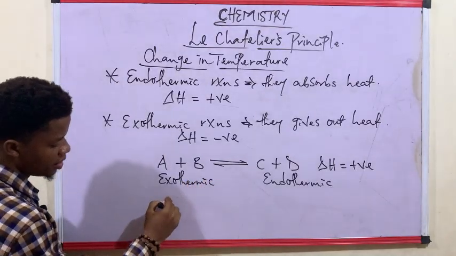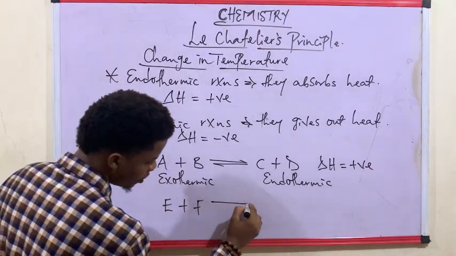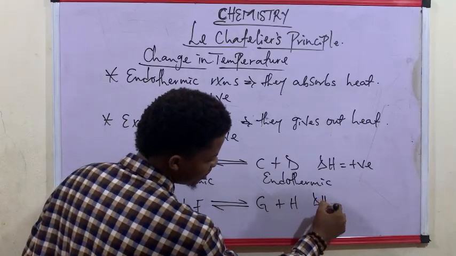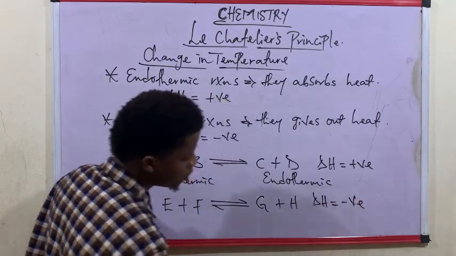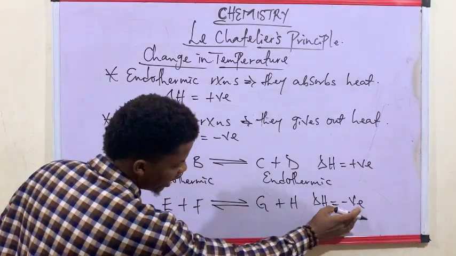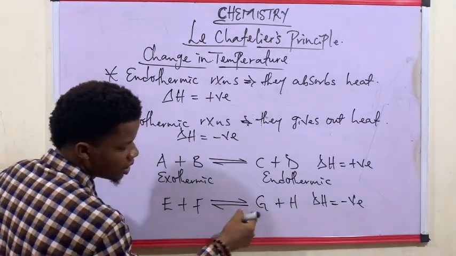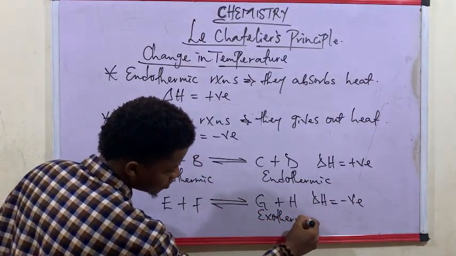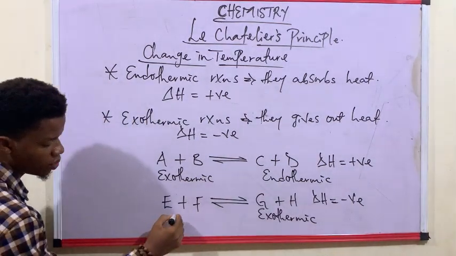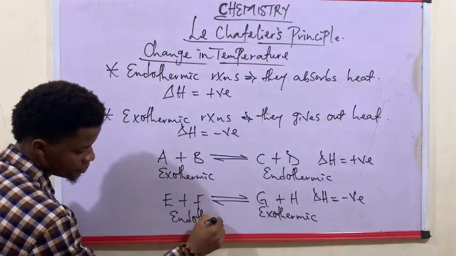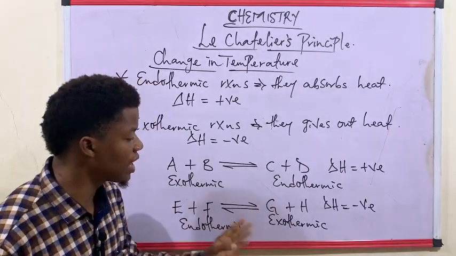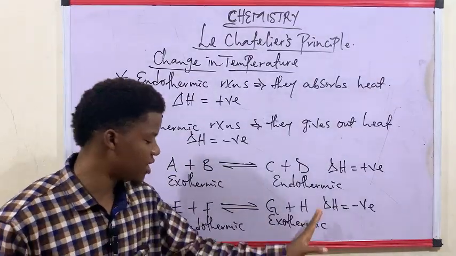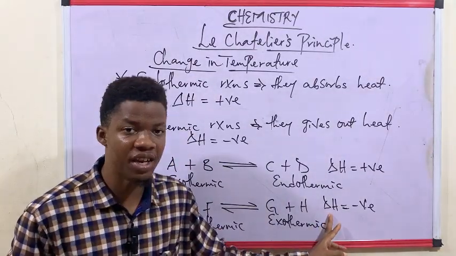So if I give you another one: E reacts with F to give you G plus H, and I put delta H equal to negative. What it means for this reaction, delta H negative, is that the forward reaction, your right hand side, is exothermic, and your left hand side is what? Endothermic. So your right is exo, your left is endo, when you see delta H negative.